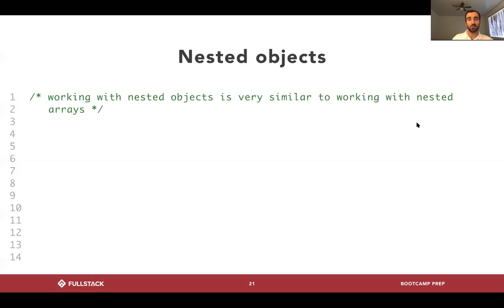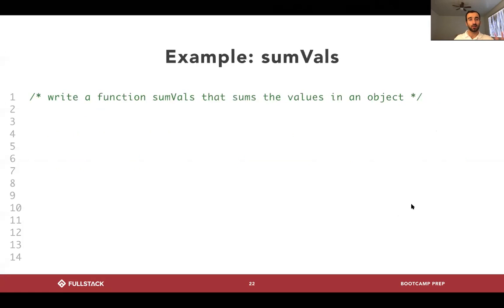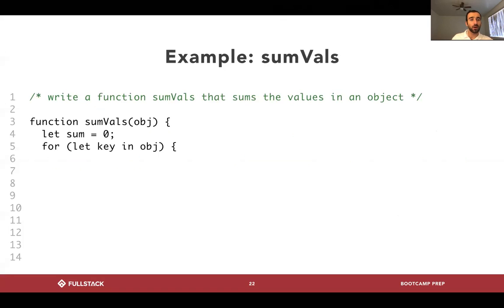So we're back to our nested objects. We're doing a for in loop, and if the value is another object, you guys can see my screen, right? Yeah. Okay, good, thank you. Just wanted to check. So we're going to use the for in loop. If it's an object, we're going to call the function again on that nested object. So we have this sumVals function.